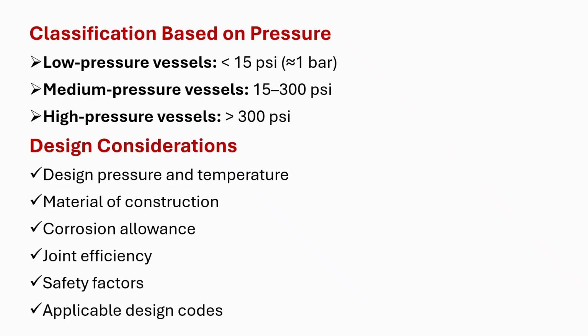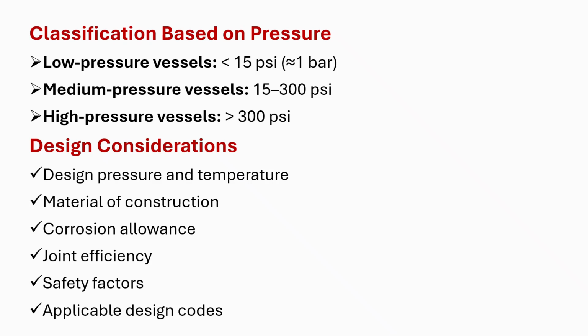Medium pressure vessels operate between 15 to 300 psi. Some of them are heat exchangers, evaporators, distillation columns and a closed reactor. The next one is low pressure vessels, which operate at less than 15 psi or approximately atmospheric pressure. Some of them are water tanks, mixing tanks and fermentation tanks.